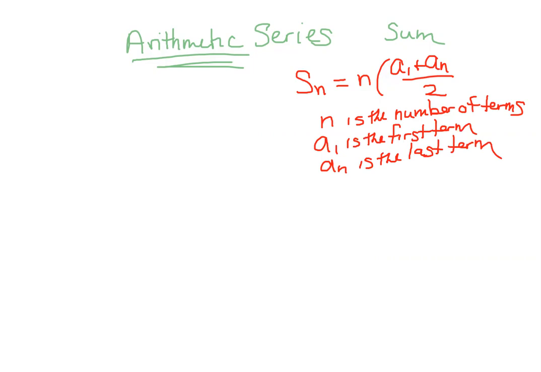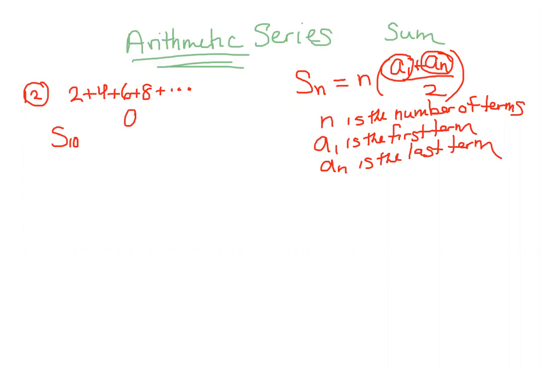All right, so let's look at some examples. Number 12, we've got 2 plus 4 plus 6 plus 8 plus ... and we're looking for S10. So in order to find S10, we need, oh, I forgot my parenthesis over here. We need A1 and AN, so we need A1 and A10 in order to find the series.